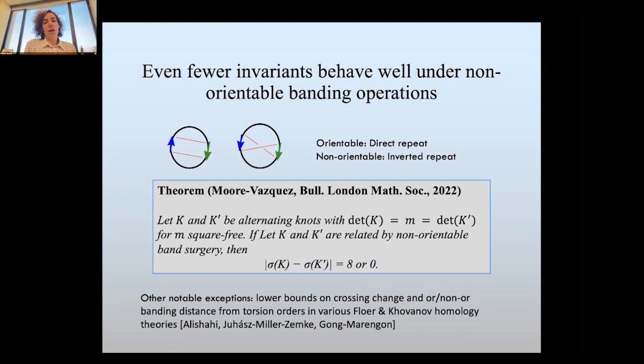So this is just one instance of a result about how an invariant behaves under a banding. And there's a lot of other results in this general area that I don't have time to talk about. Some other notable exceptions are statements about lower bounds on crossing change and non-orientable banding distance that come from torsion orders in Floer homology and in Khovanov homology. And there are a lot of newer results about that that I'll just mention in passing.